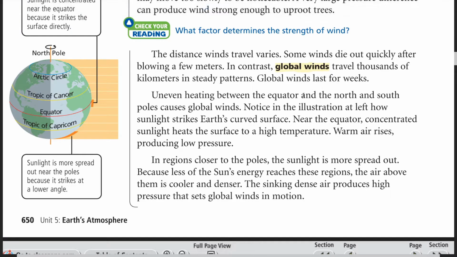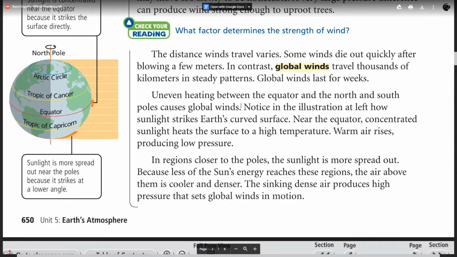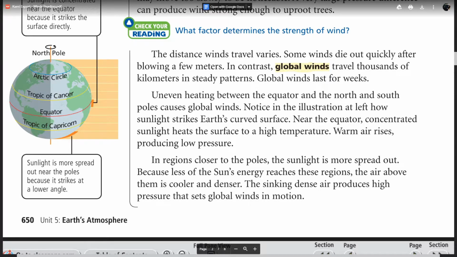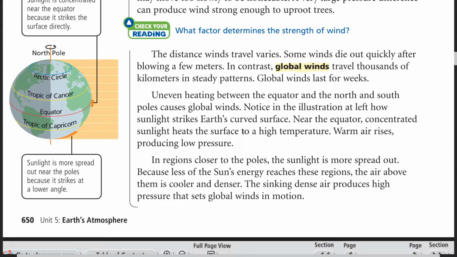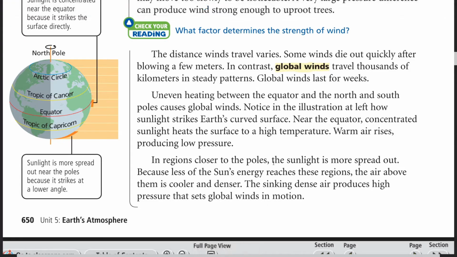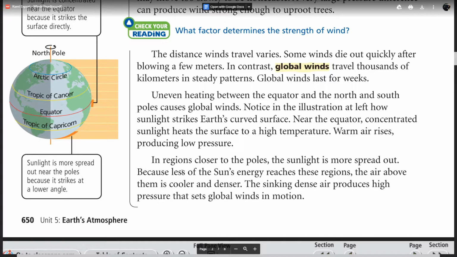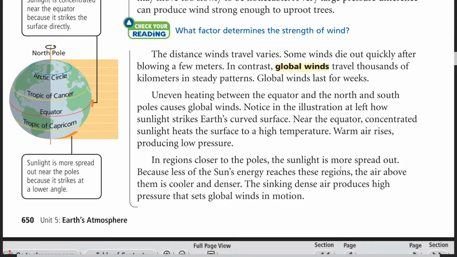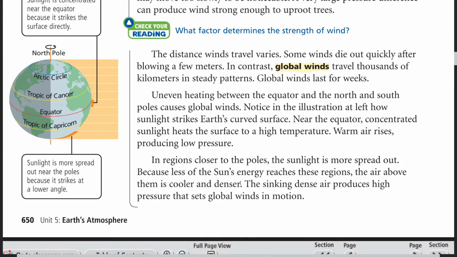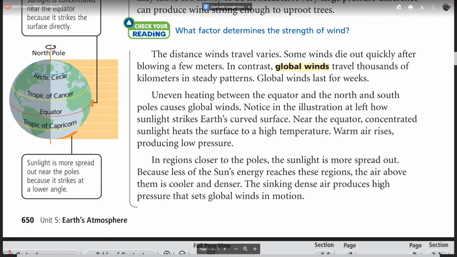Uneven heating between the equator and the north and south poles causes global winds. Notice in the illustration at the left how sunlight strikes Earth's curved surface. Near the equator, concentrated sunlight heats the surface to a high temperature. Warm air rises, producing low pressure. In regions closer to the poles, the sunlight is more spread out because less of the sun's energy reaches these regions. The air above them is cooler and denser. The sinking dense air produces high pressure that sets global winds in motion.